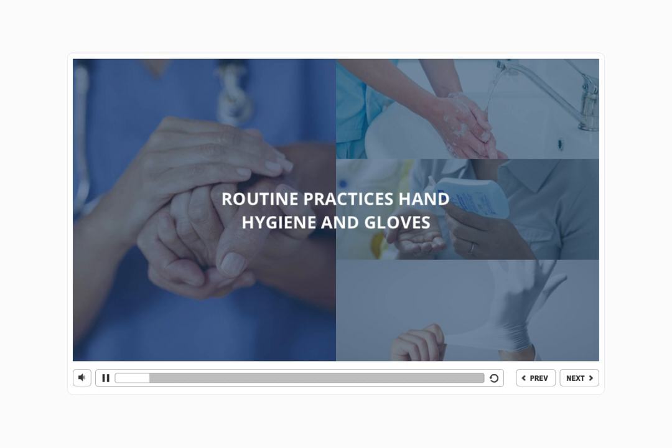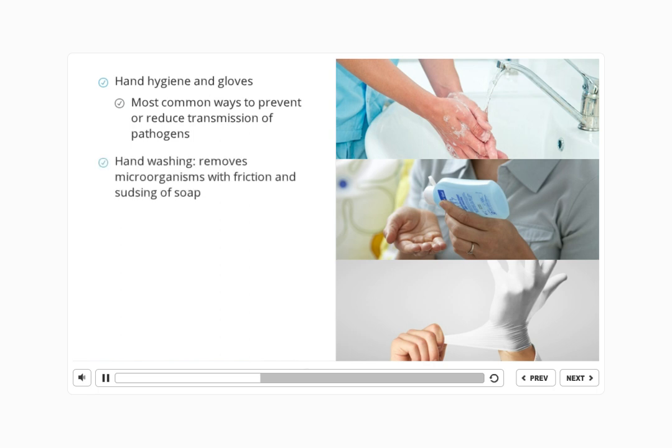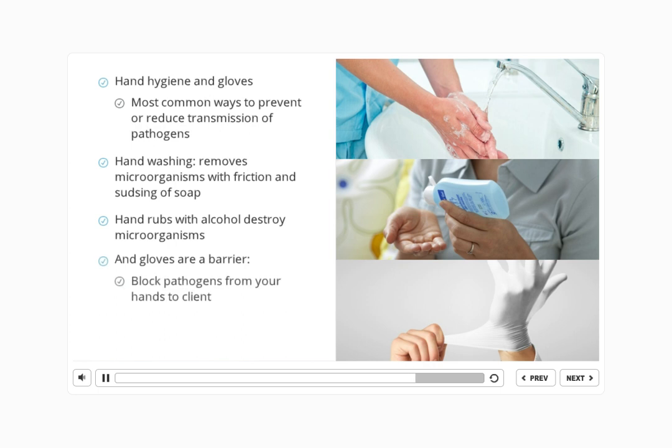Routine practices includes hand hygiene and glove use. Hand hygiene and gloves are the most common ways to prevent or reduce transmissions of pathogens. Hand hygiene includes washing with soap and water or using alcohol-based rubs. Hand washing removes microorganisms with friction and sudsing of soap. Hand rubs with alcohol destroy microorganisms. And gloves are a barrier. They block pathogens from your hands to the client and block pathogens from the client to you.